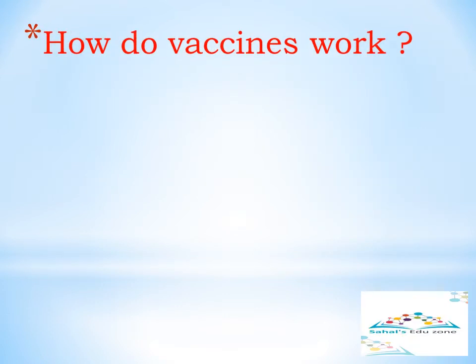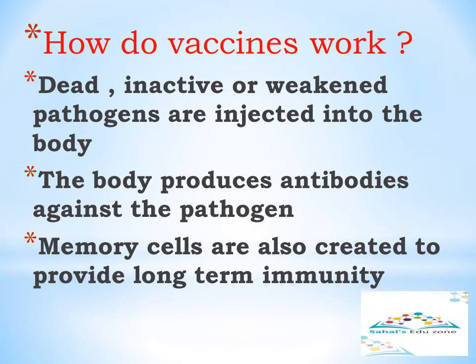How do vaccines work? Dead, inactive or weakened pathogens are injected into the body. The body produces antibodies against the pathogen. Memory cells are also created to provide long-term immunity.